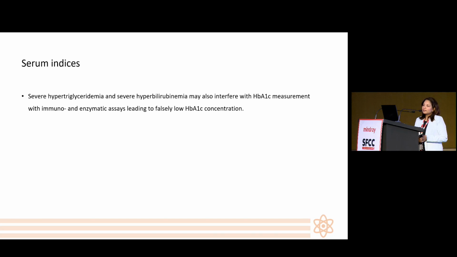Now, next is very high levels of triglycerides, hypertriglyceridemia, or severe hyperbilirubinemia. It might affect the HbA1c measurement, specifically with two assays, that is the immunoassay and the enzymatic assay, leading to falsely low HbA1c concentration.